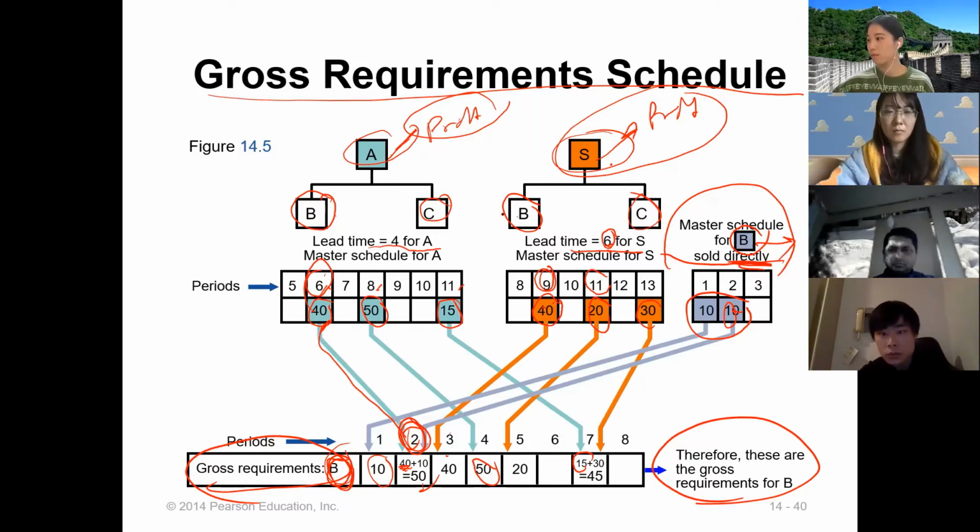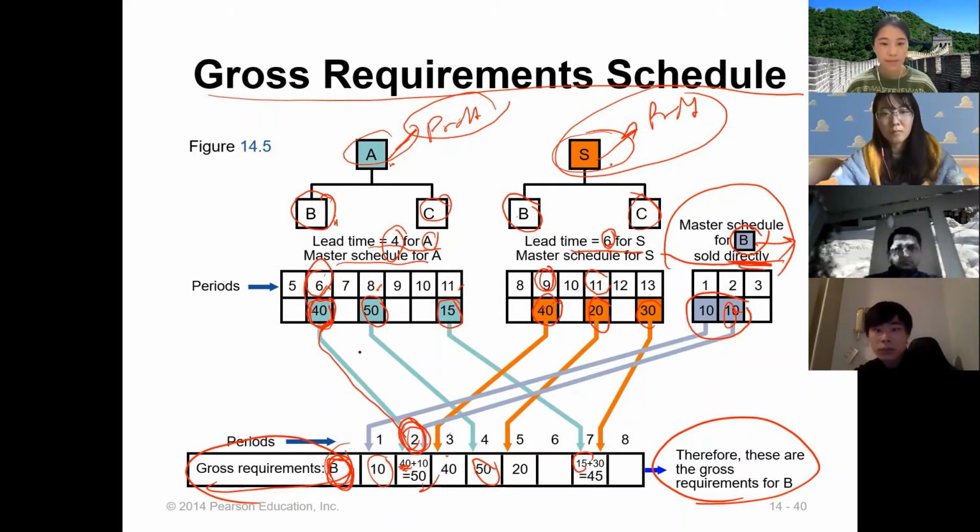Okay, and this steering is required. The lead time for A producing this is 4 weeks, and the master schedule is this. You need at week 6, 40 of A, week 8, 50, week 11, 15. So in order to get this 40, assume that B requires 1. Basically, this is 1-to-1. 1 B produces 1 A. So you need 40 Bs to produce 40 A.